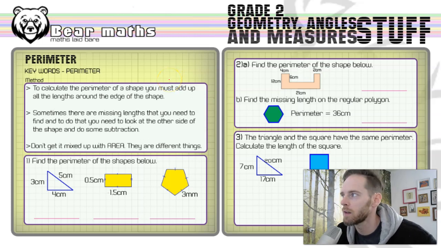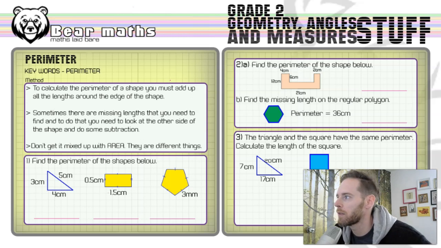This video is on perimeter, and the keyword I've got for you is perimeter. Now the perimeter of something is the distance around the outside of that something. These are shapes mostly, but you can get perimeter fences around a field and things like that. The method states: to calculate the perimeter of a shape you must add up all the lengths around the edge of the shape.